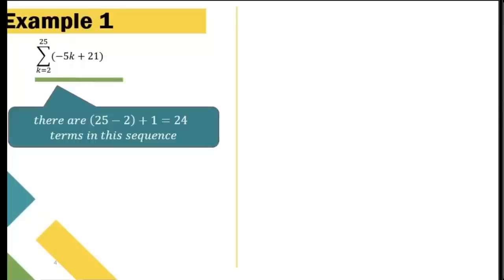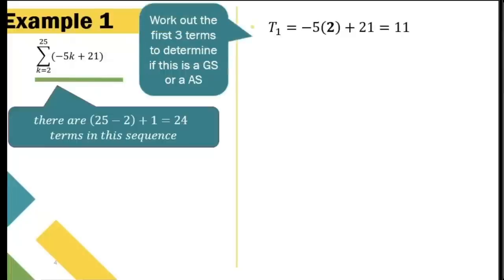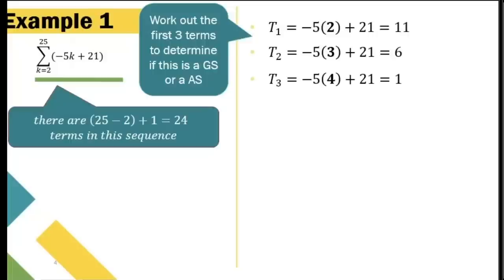How do I determine what type of sequence this is, arithmetic or geometric? I go and I calculate the first three terms. So what is the first number that I must substitute into the general term? I must first substitute in 2. If I go work out my first three terms and I substitute in 2, I get the answer as 11. The next number I'll substitute in is 3, and then I get 6. The third number I'll substitute in is 4, and then the answer works out to be 1. But if I have the sequence 11, 6, 1, what type of sequence is this? This is an arithmetic sequence.